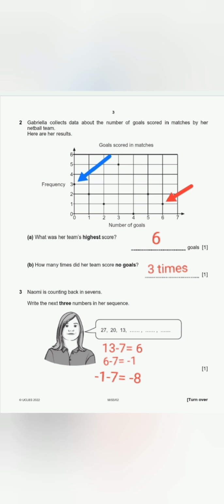The next question, we're counting back in sevens. We have to write the next 3 numbers. So the third term in that sequence is 13. 13 minus 7 is 6. 6 minus 7 is minus 1. Now minus 1 minus 7 is minus 8.